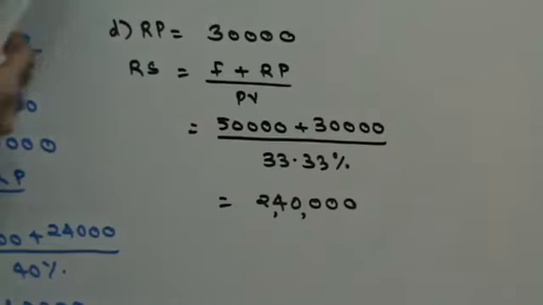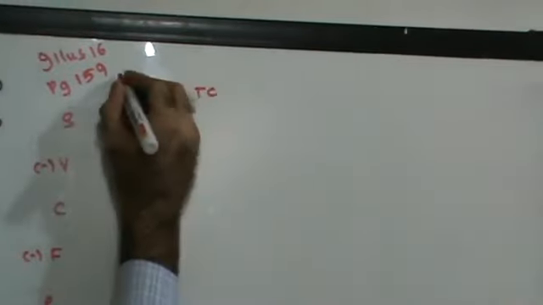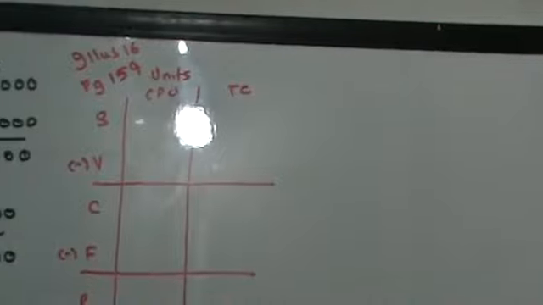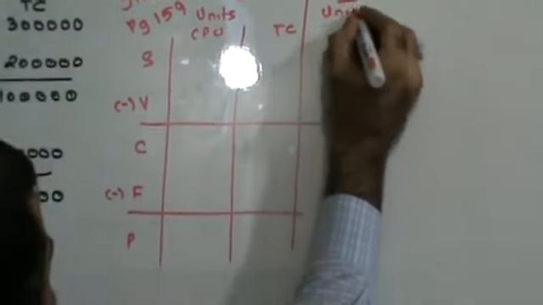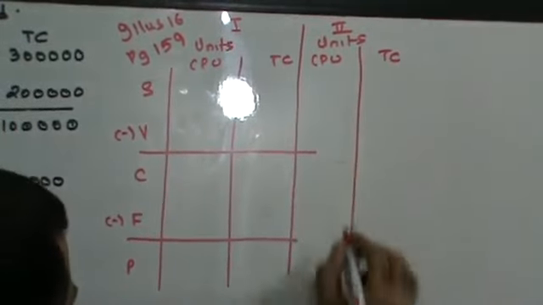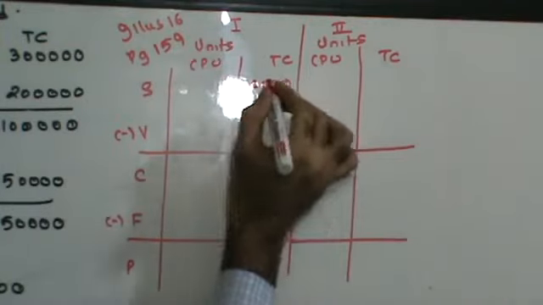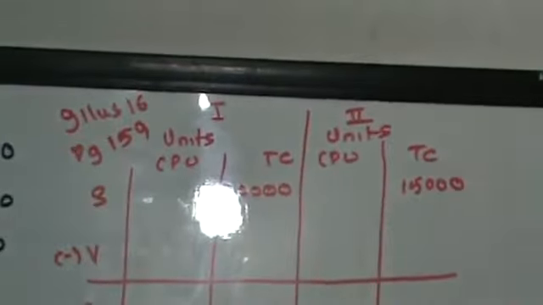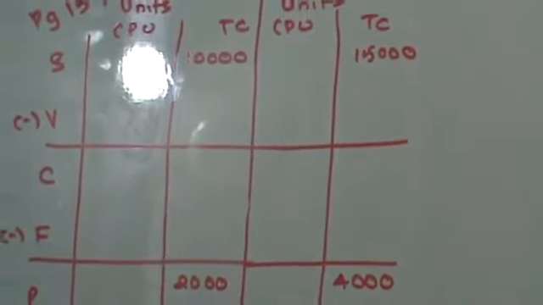Right? Next, I'm doing illustration 16, page 159. S, V, C, F, P minus CPU, TC units. Right? Now they've given you data for 2 periods, period 1 and period 2. Units, CPU, TC. Now let's see this. They've given you sales for the first period is 10,000 and for the second period is 15,000. Profit for the first period is 2,000 and for the second period is 4,000. They have asked you to find out data regarding this.